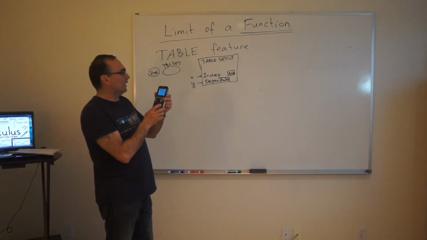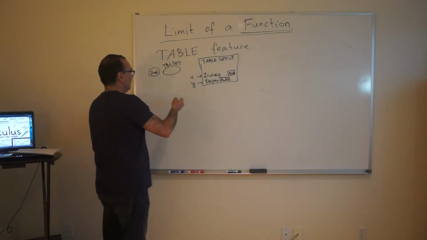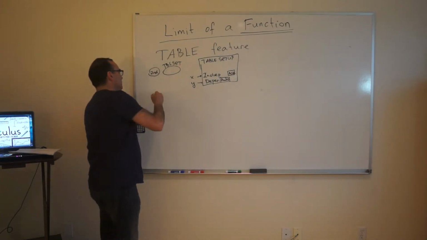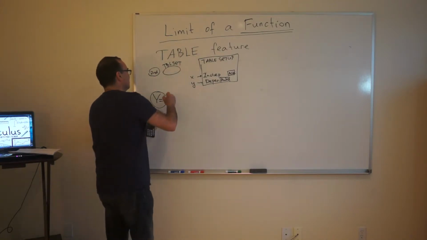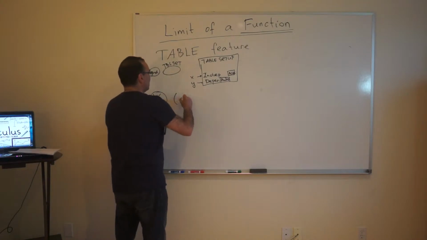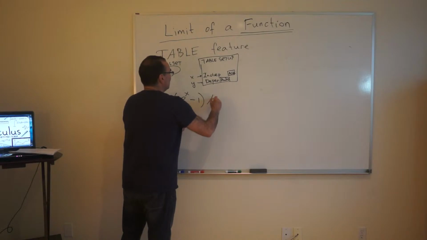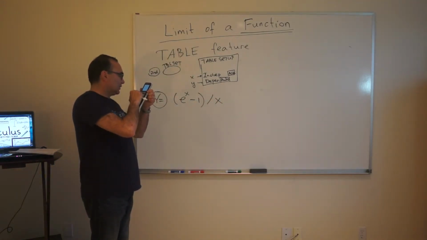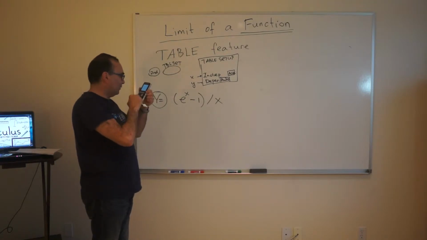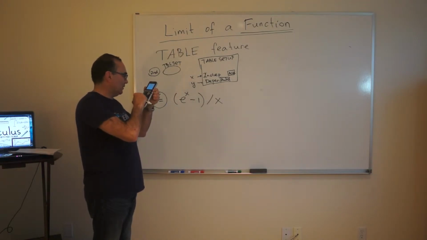After that, you want to press y equals and enter the function that you want to calculate values for. Again, remember to use all the proper syntax, such as e to the power x. Now use x minus 1 in parentheses divided by x. So second ln for e to the power, then x minus 1, close parentheses divided by x.